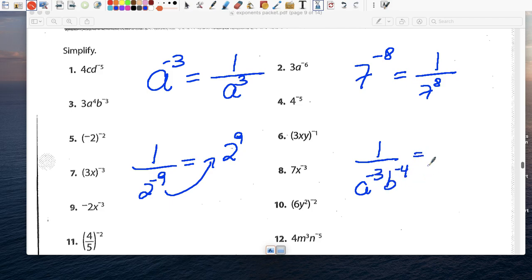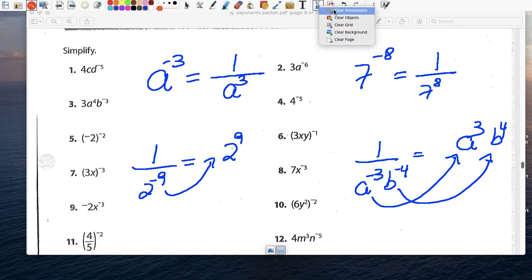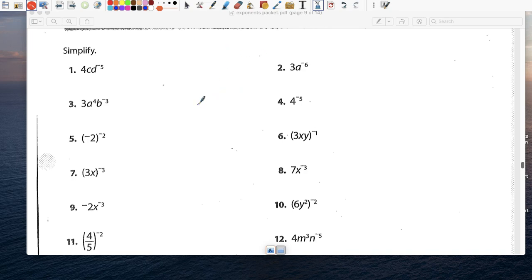Well, they're both negative, so we're going to throw this guy up. And this guy's going to go up again. Done. Right. We only switch, throw, and move them up or down the numerator, denominator if they're negative. So if you have something like this, a to the negative third, b to the second, and you're rewriting this expression so that it doesn't have any negative exponents.